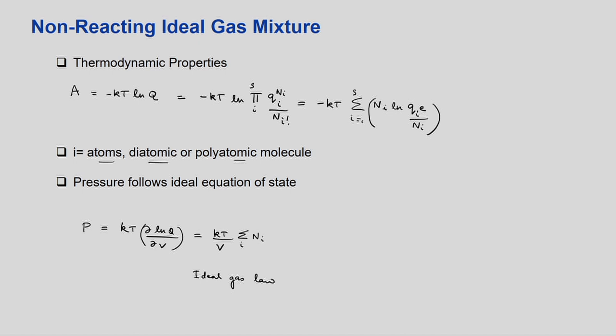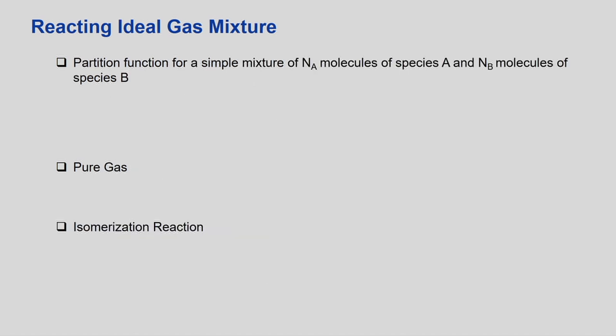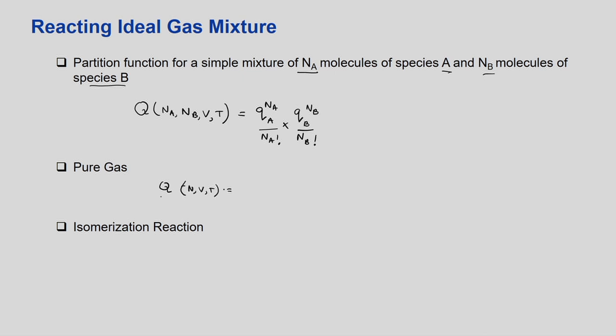Okay. Now let us talk about reacting gas mixtures. In a reacting gas mixture, the partition function for a simple mixture, again we considered a similar mixture where Na molecules of species A and Nb molecules of species B are present in a mixture. If that is true, we already know the formula Q is equal to Q(Na, Nb, V, T). For a pure gas, it will be simply Q(N, V, T), because you have similar atoms, and this will be q to the power N by N factorial.